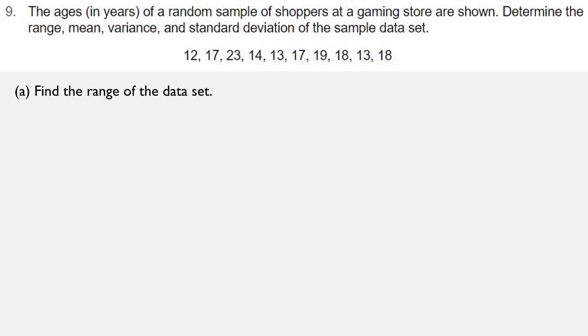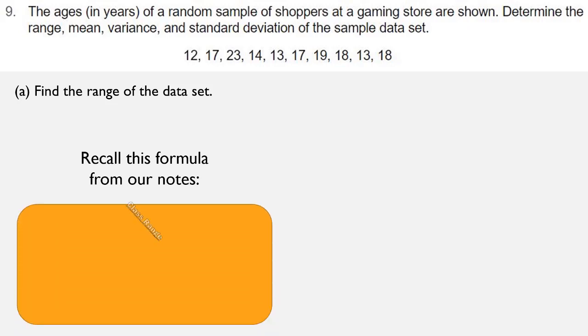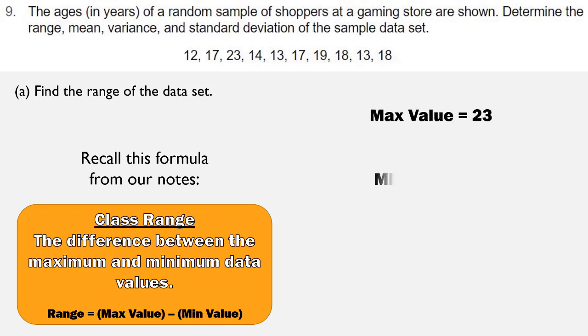So, we'll start with the range. Remember from the notes we had a formula that said that range was the difference between the maximum and minimum data values in a data set. So it's max value minus min value. The maximum value here is 23, and the minimum value was 12. So when we subtract 23 minus 12, we find our range of 11, which is the answer to part A.